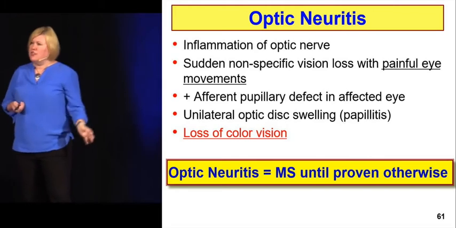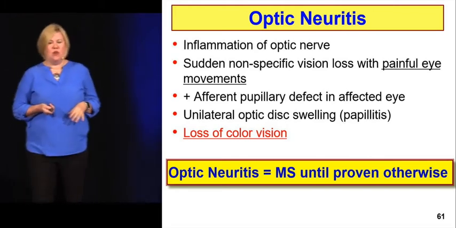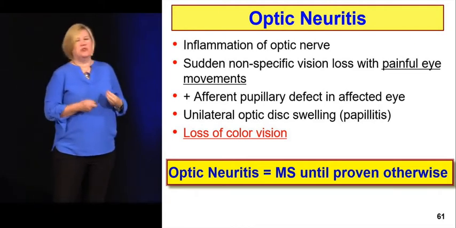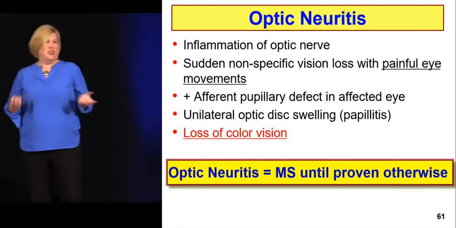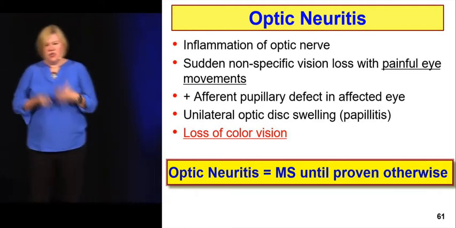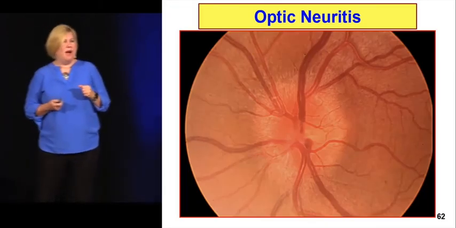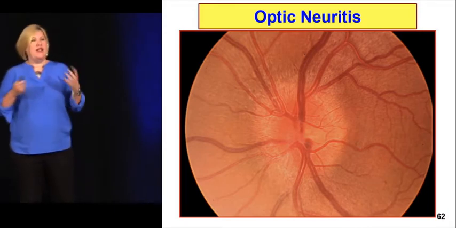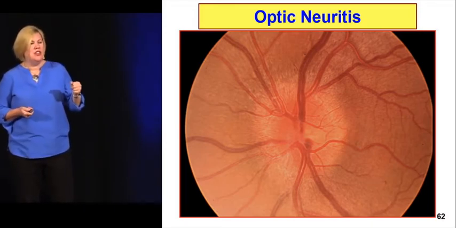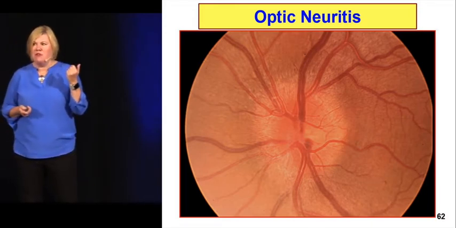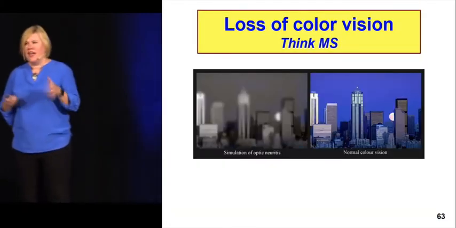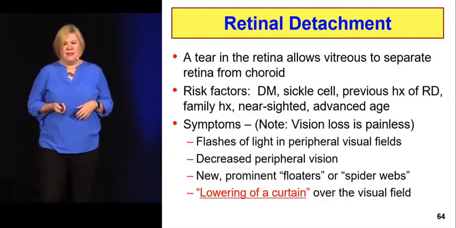Loss of color vision is also associated with optic neuritis, and when we think about optic neuritis, we should think about multiple sclerosis as the etiology until proven otherwise. So here's a picture of a fundoscopy in optic neuritis. It basically looks like papilledema in the back of that eye, and in the right story, maybe loss of color vision. There's some pain associated with eye movements. We might think about optic neuritis in that particular scenario. Again, loss of color vision being on the list there.